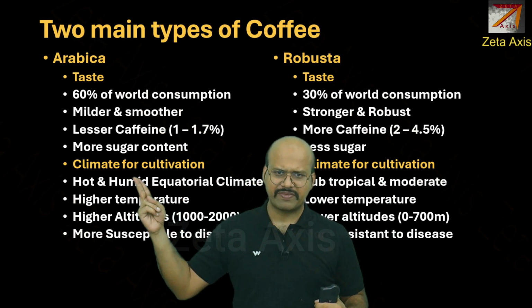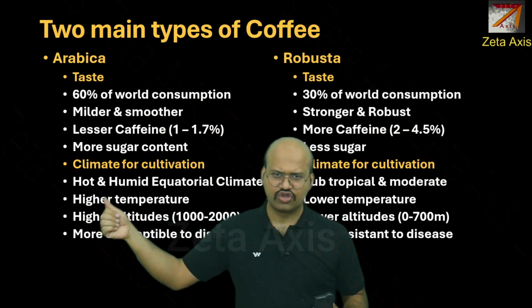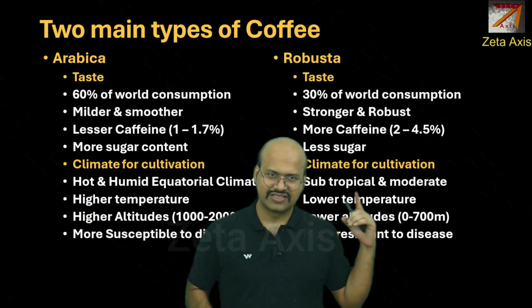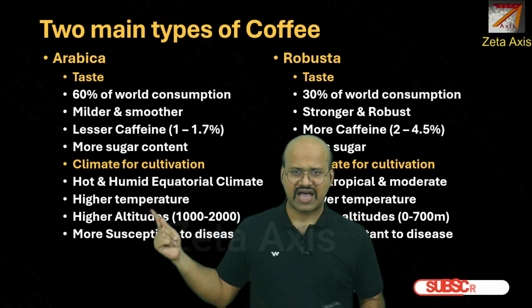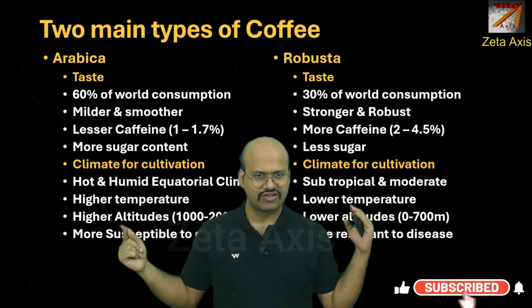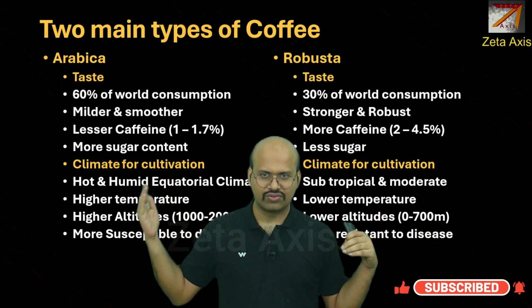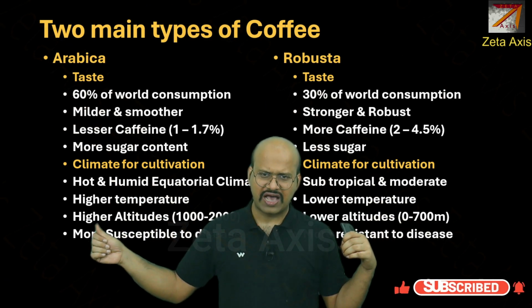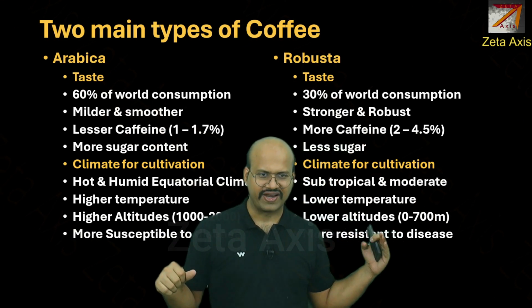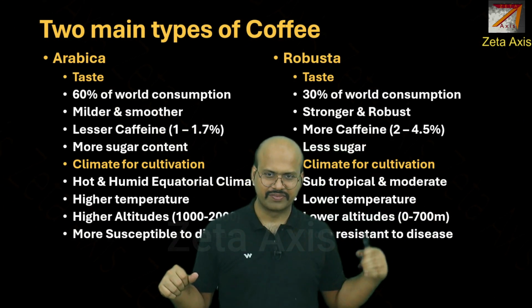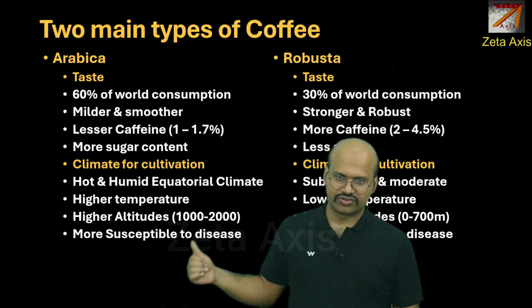If you see the climate for cultivation, Arabica requires a hot and humid equatorial climate. Robusta requires a subtropical and moderate climate. Arabica requires a higher temperature. Robusta requires a lower temperature compared to Arabica. Arabica is grown at higher altitudes, 1000 to 2000 meters. Robusta is grown at lower altitudes, 0 to 700 meters. Arabica is more susceptible to disease.